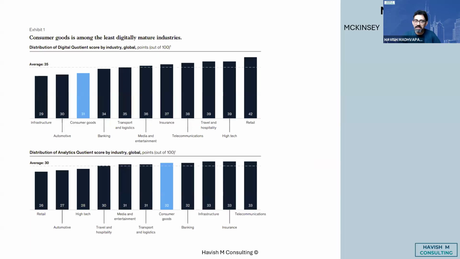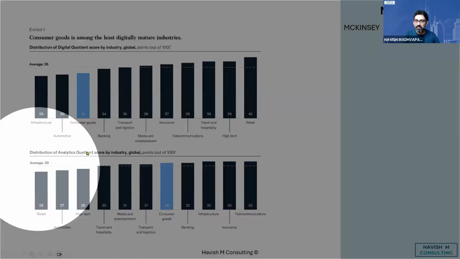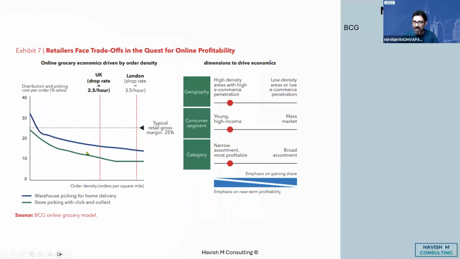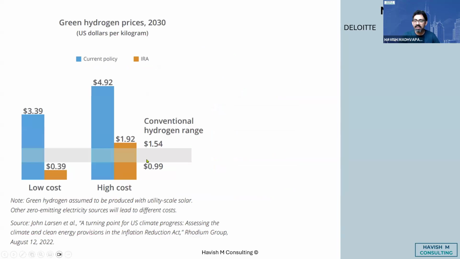This one is by McKinsey. Again, you can see the average lines there, the 35 and the 30. One more, we have the UK drop rate and the London drop rate, two vertical lines, along with a horizontal line. That is the typical retail gross margin. Then one by PwC, again, you have a line here. This is by Deloitte, where you have an entire band. So rather than one value, it is a band between 0.99 and 1.54, right?